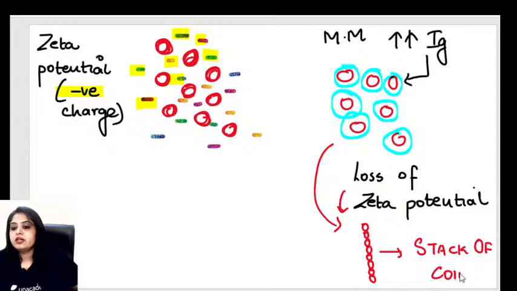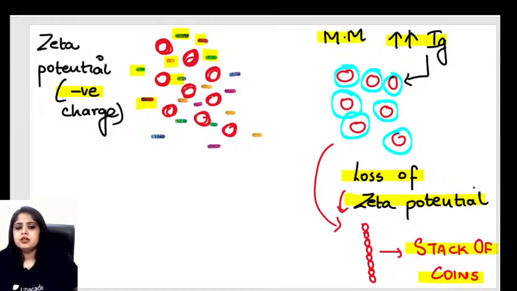So has everyone understood that the reason for the Roulette formation is that in multiple myeloma, there are so many antibodies which result in a loss of the zeta potential, and that is the reason that the stack of coins is formed. So whosoever asked me, I'm sorry I couldn't see your name, but I hope your doubt is solved, right? Okay, coming to the last one that we have.